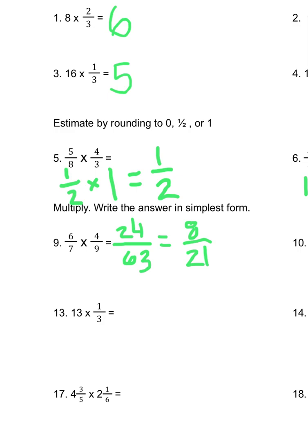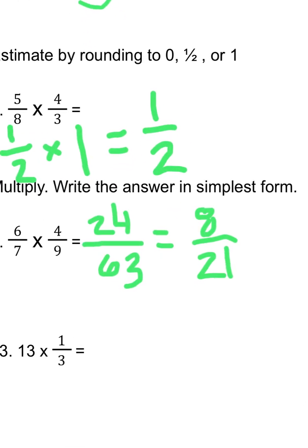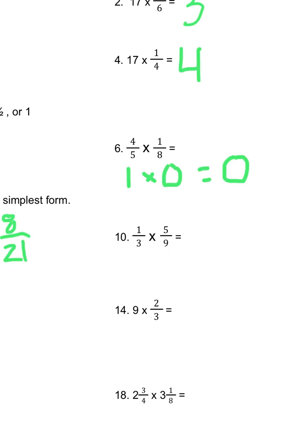And remember, when we simplify, we're saying what number goes into both 24 and 63, and that number would be 3. So we just divide the top by 3 to give us 8, and the bottom by 3 to give us 21. Again, numerator times numerator, denominator times denominator. And this one we cannot simplify anymore.